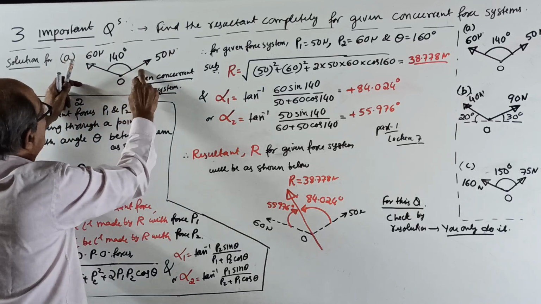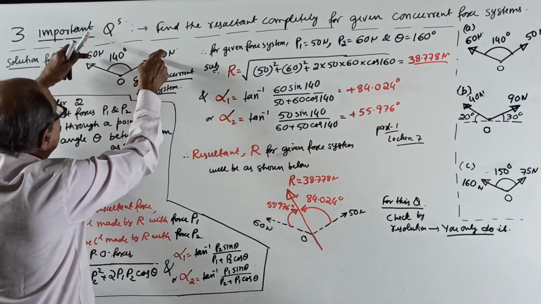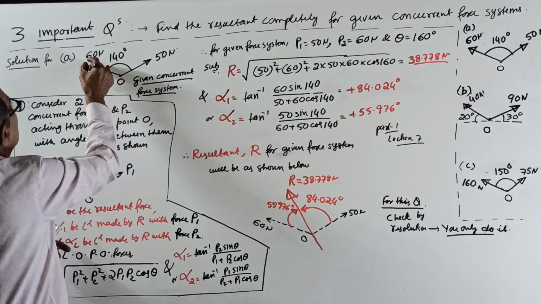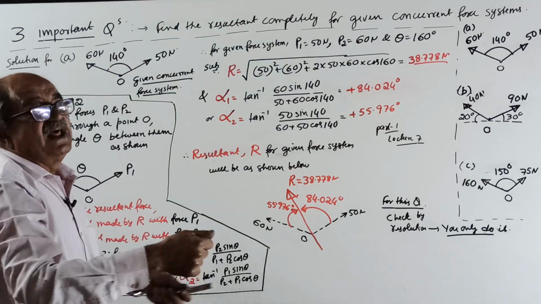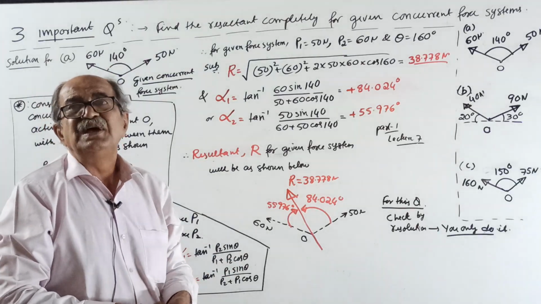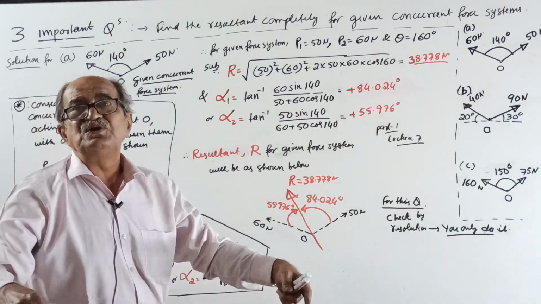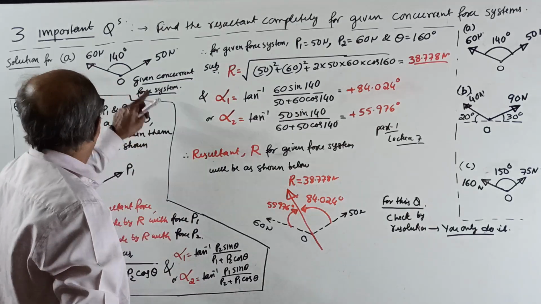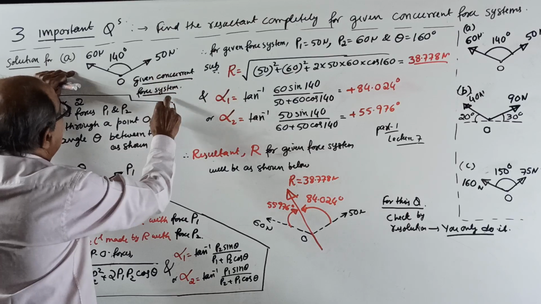This angle is not required. We will write the answer with respect to these two. This all I explained earlier. Going in a bus, the bus is turning, your position in the bus will remain unaltered with respect to surrounding objects. This is the given concurrent force system.